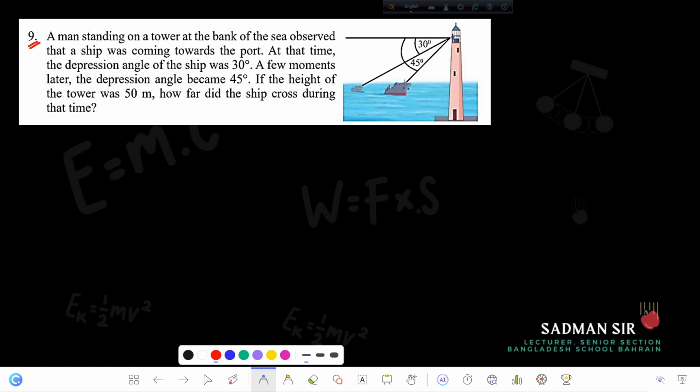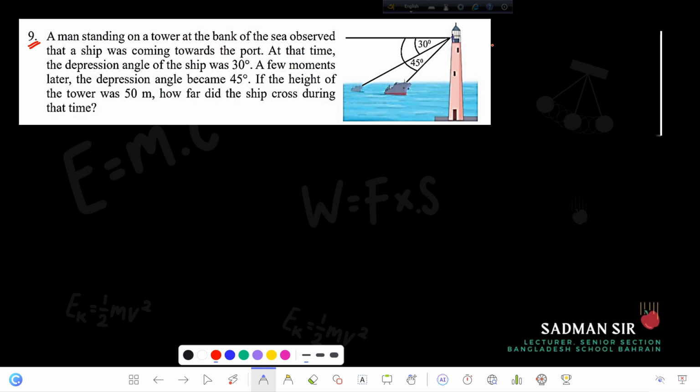So the ship was moving and it came closer to the port, so the angle kept on increasing. Now this position is forming an angle of depression of 45 degree with the horizon, right? Now if the height of the tower was 50 meter, that is this height was 50 meter, then how far did the ship cross during that time? So this is the initial position of the ship, this is the final position of the ship, so how far did it cross?